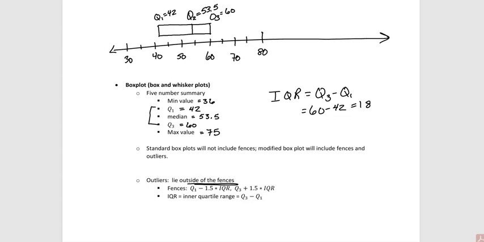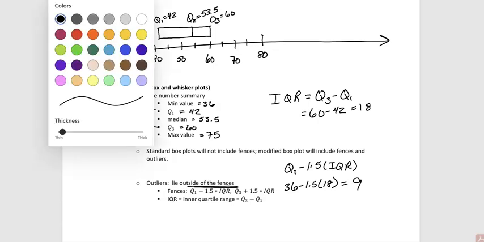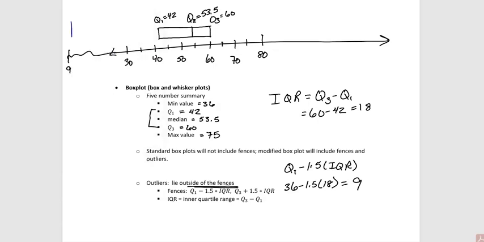So to find my fences, I'm going to take quartile 1, which is 42, and I'm going to subtract 1.5 times the IQR. And that's going to give me a boundary over here on the left. That's why I'm using that quartile 1. I'm going to take 42 minus 1.5 times the IQR of 18. And I'm going to get 15. And that's going to be way down here. So I would like to draw a little fence, and I'll do it in a different color.